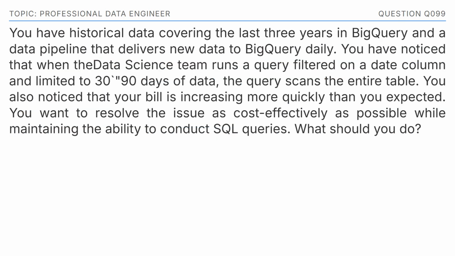You have historical data covering the last 3 years in BigQuery and a data pipeline that delivers new data to BigQuery daily. You have noticed that when the data science team runs a query filtered on a date column and limited to 30-90 days of data, the query scans the entire table. You also noticed that your bill is increasing more quickly than you expected. You want to resolve the issue as cost-effectively as possible while maintaining the ability to conduct SQL queries. What should you do?